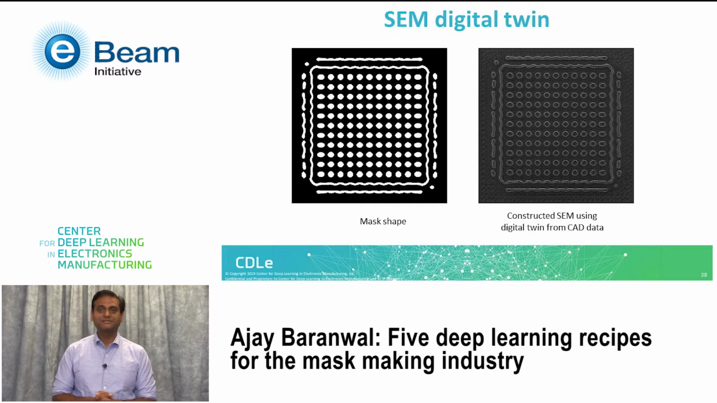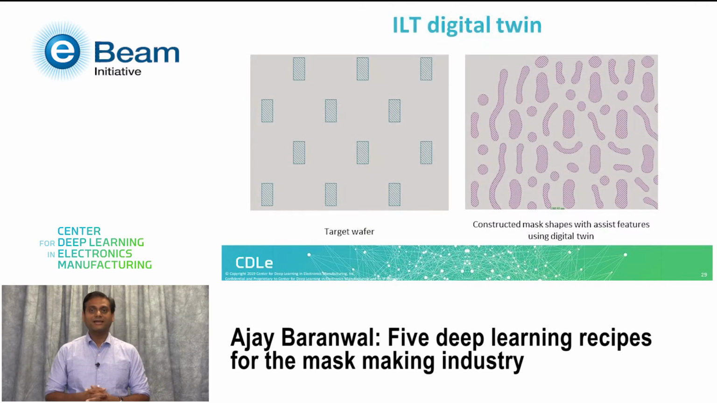The first one is the SEM digital twin, where we could create the SEM images based on the CAD data, and the second one is the ILT digital twin, where we could construct the mask shapes from the target shape, even with the assist features. So that was pretty awesome.